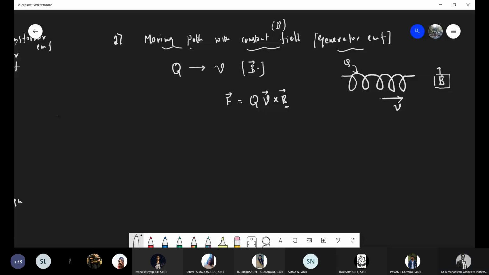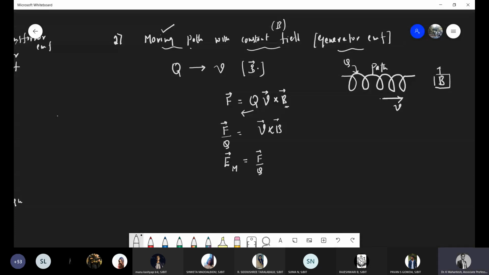Here the path is moving. But what is F by Q? So F by Q is equal to V cross B. Can I call it a motional electric field, E_M? I'll call this the motional electric field, E_M, which is equal to F by Q.